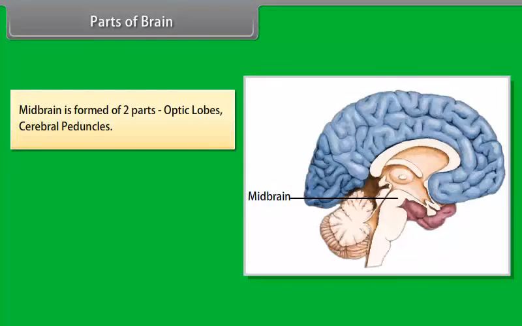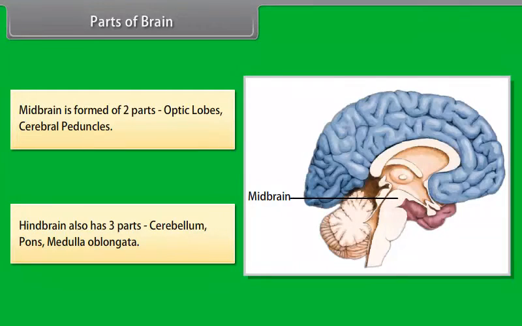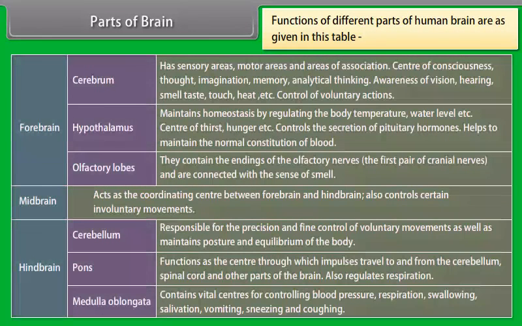The midbrain is formed of 2 parts: optic lobes and cerebral peduncles. The hindbrain also has 3 parts: cerebellum, pons, and medulla oblongata. Functions of different parts of the human brain are as given in this table.